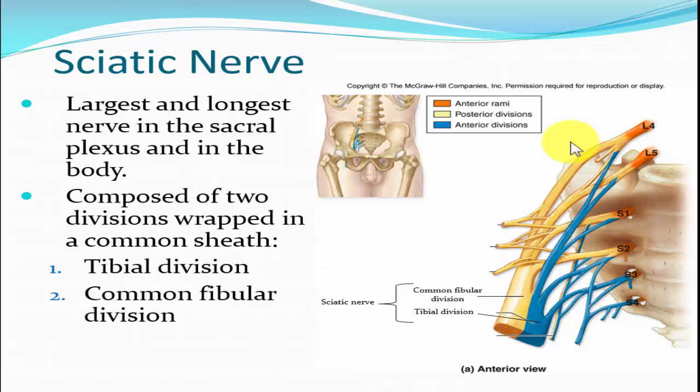The sciatic nerve you will hear us talk about over and over again as we continue with the lower extremity. It's composed of two divisions wrapped around a common sheath, and that's the tibial division and the common fibular division.